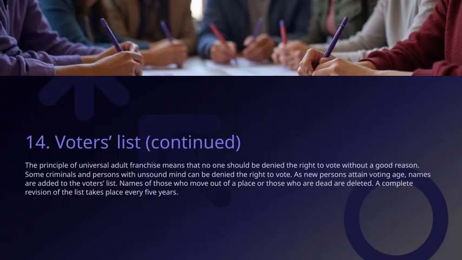Let's talk a bit more about the voters list and how it works. The principle of universal adult franchise is really about ensuring that every adult citizen has the right to vote without unnecessary restrictions.